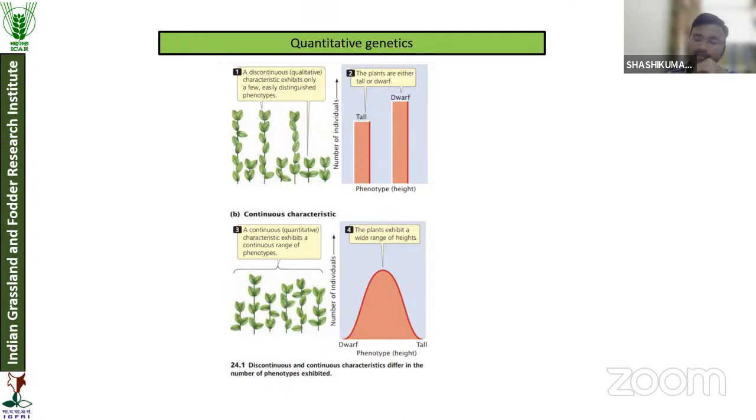So then many theories have been proposed, and they have proved that most of the traits, all the economic traits that we use in plants or animals, are controlled by quantitative genes, or nothing but many genes. These quantitative traits are controlled by many genes, and they show continuous variation, as a normal curve, as shown in the picture.